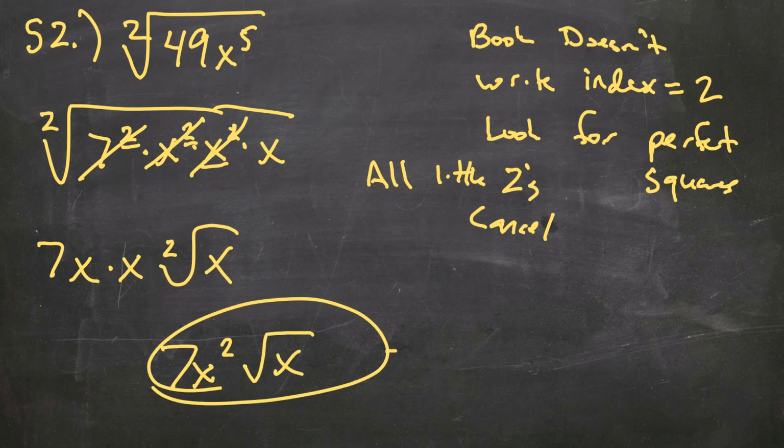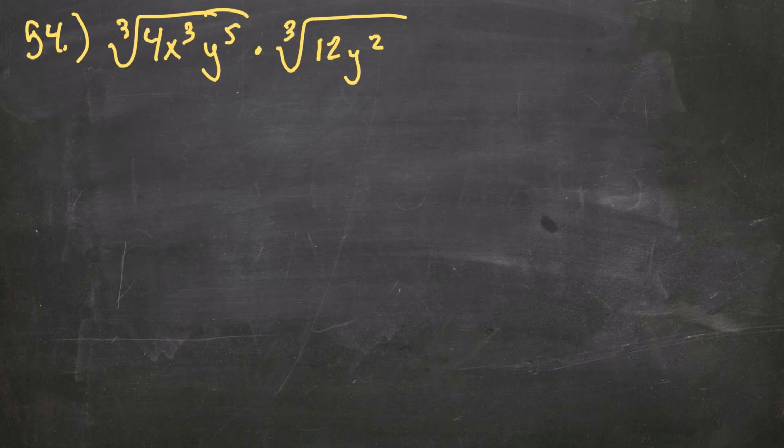If you want to translate it, you could translate it to 7x squared times x to the 1/2. And if you really wanted to go further, which we'll talk about a little bit tomorrow, you can make that 7x to the 3/2. So if you have 7x to the 3/2, I might give you a half-point bonus. All right, 54. Because we have n equal to 3, I'm going to look for cubes.